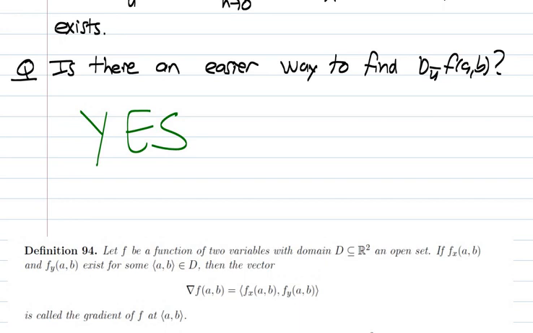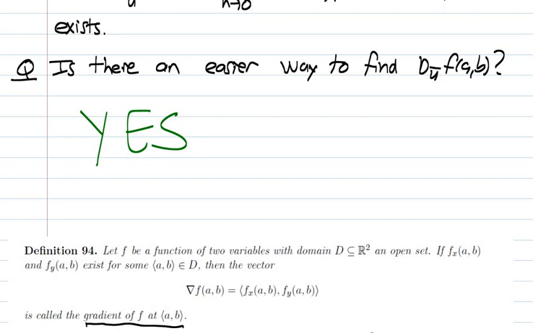So let f be a function of two variables with domain D, which is a subset of R2, and it's an open set. Now, if f partial x and f partial y exist at some point (a, b) in the domain D, then we define the following 2D vector, grad f, where the first component is f partial x at the point (a, b), and the second component is f partial y at the point (a, b). We call this the gradient of f at the point (a, b).